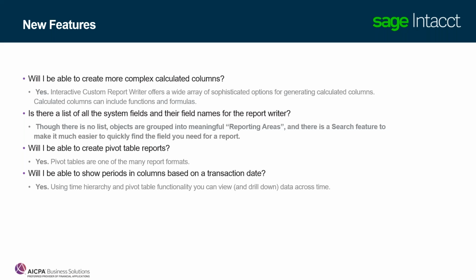You saw how we showed you a pivot table report, and Gary showed you how he created a report and then added the pivot table to it. And then, will I be able to show periods and columns based on a transaction date? And the answer is yes. If you remember that pivot table he showed you, where we had the year, and then we went to the quarter, and then from the quarter to the individual date. And then you can drill down into that transaction. Next screen.